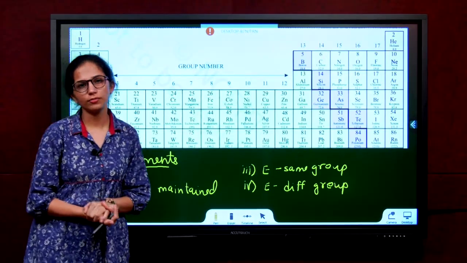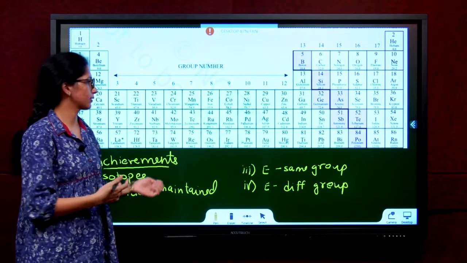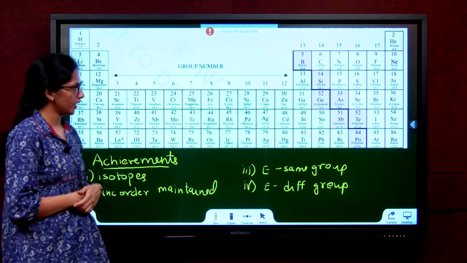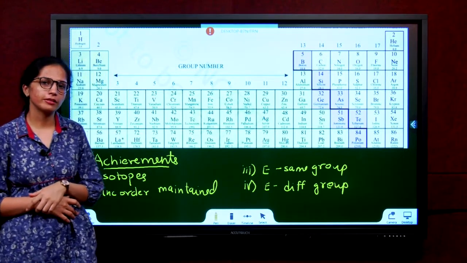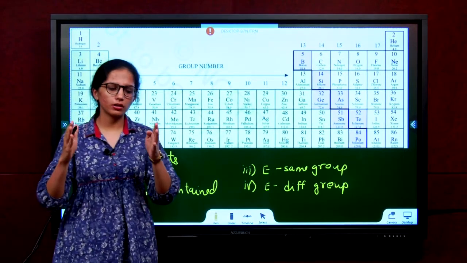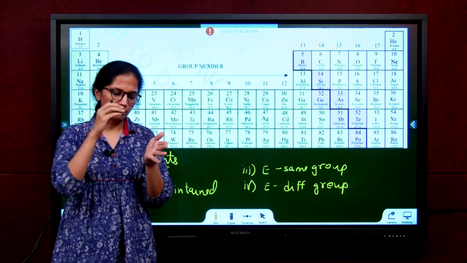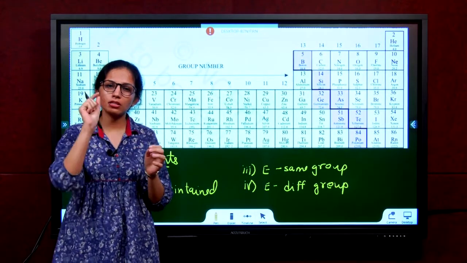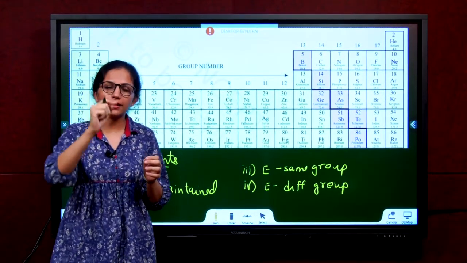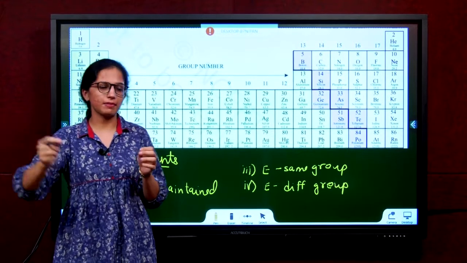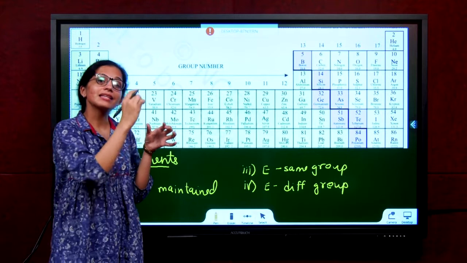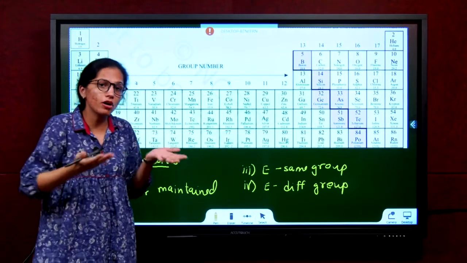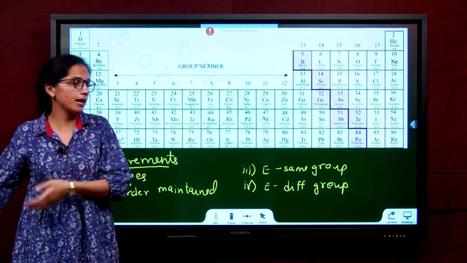What were the achievements that we see in this modern periodic table? In the case of Mendeleev's periodic table, we could not put elements with the same atomic mass in the same slot. Why? Because the law clearly says in the order of increasing atomic mass. So if you're keeping chlorine here, chlorine has to be next. Cl35 is here, which means Cl37 has to be next because the law says increasing atomic mass.